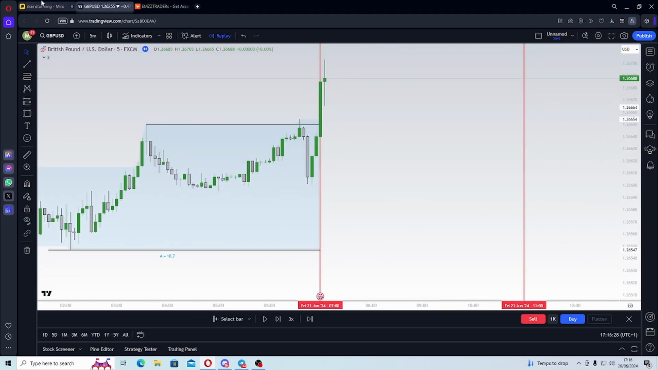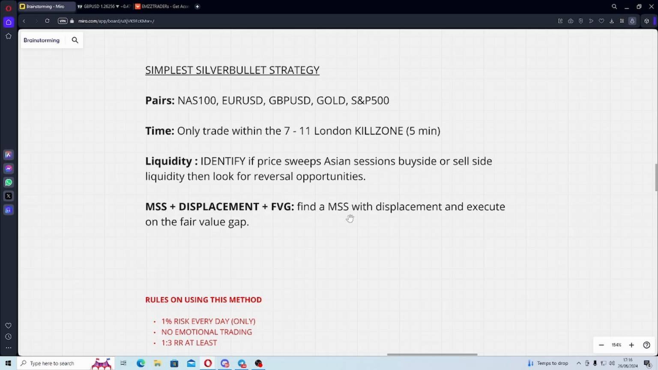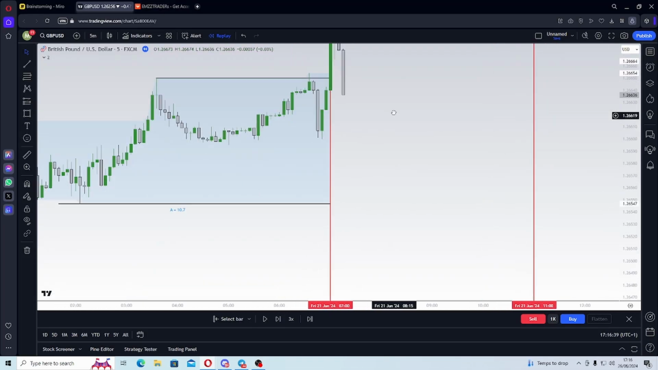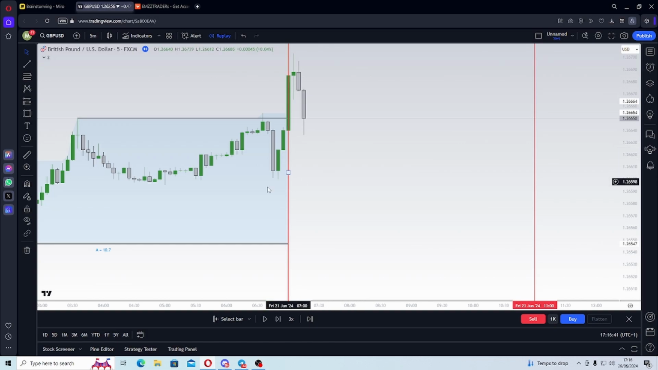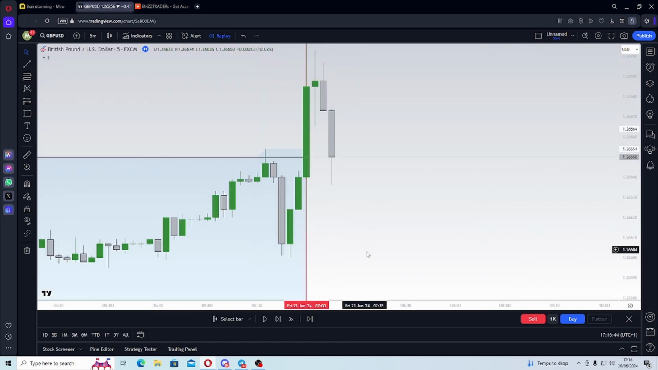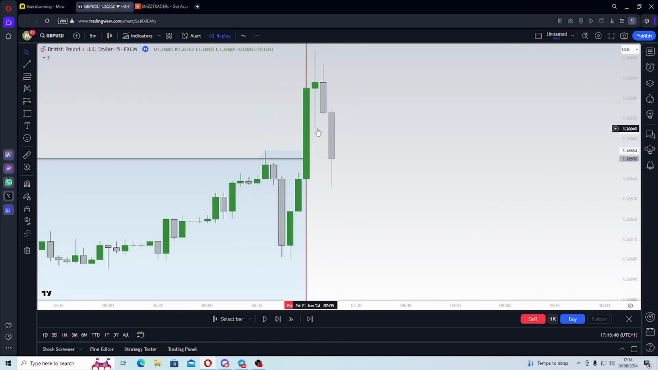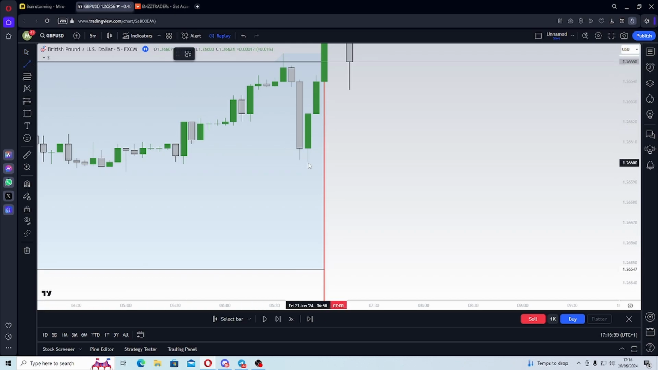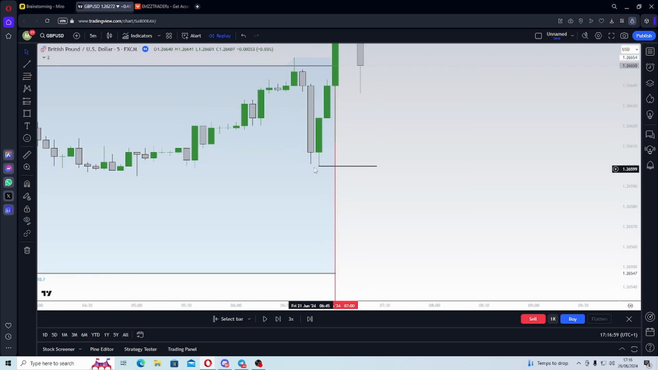Now we're going to be looking for the market structure shift with a displacement, and then we execute on the fair value gap. Where can we see the most recent low? It is right here. This is not used as the most recent low because the candle after it is below it, but the candle before it is not below it. So this is going to be our fractal low right here, because the candle after it and the candle before it are not below this candle.